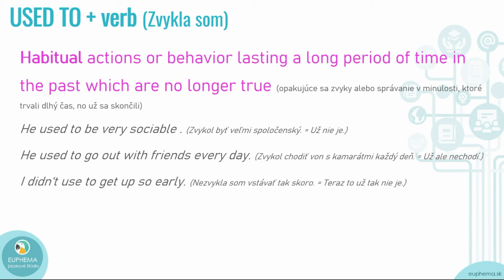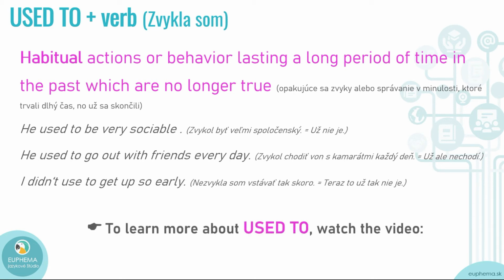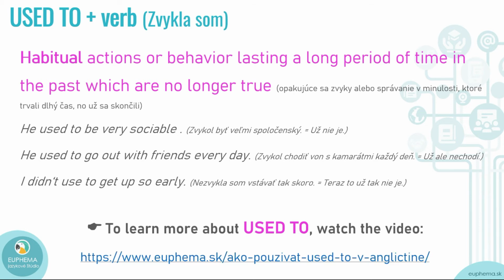Not anymore. I didn't used to get up so early. So in the past, I didn't used to get up so early. It means today, probably I do. Probably today I get up at 5 a.m. But in the past, it was different. I didn't used to get up so early. I got up at 8. If you want to learn more about used to, watch our video and learn more, practice more, and be more confident with this used to structure.